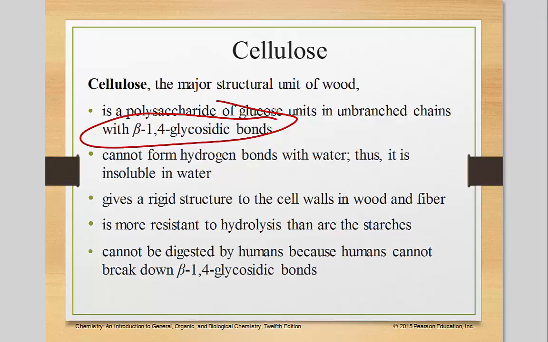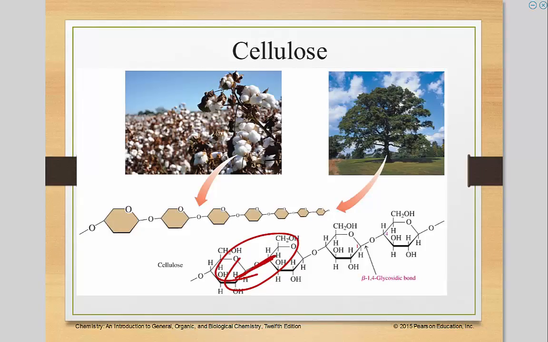It cannot form hydrogen bonds with water, thus it's insoluble. It gives a rigid structure to the cell walls in wood and fiber. So like in celery, that's what the cell walls consist of, the cellulose. It is more resistant to hydrolysis than are the starches and cannot be digested by humans because we can't break down that beta bond. So look at the difference in the way it's shaped.